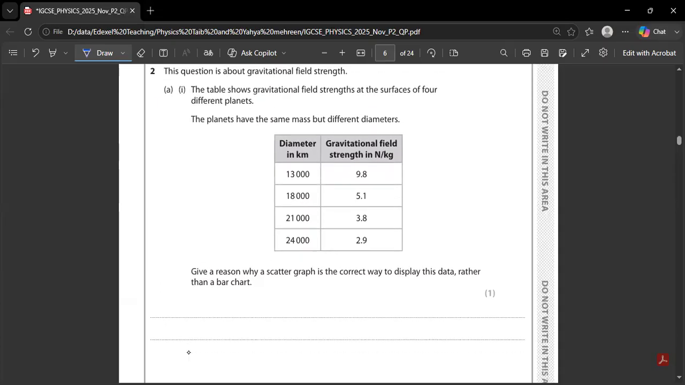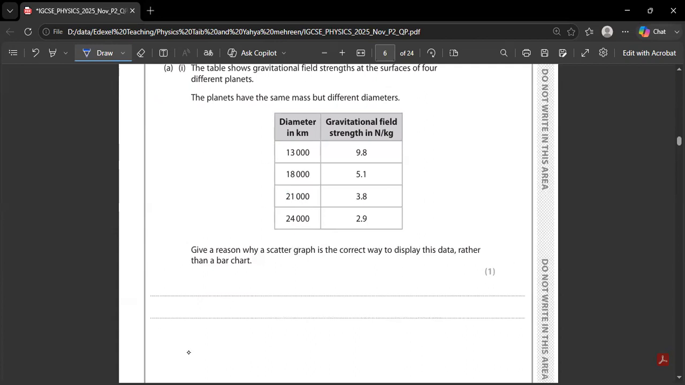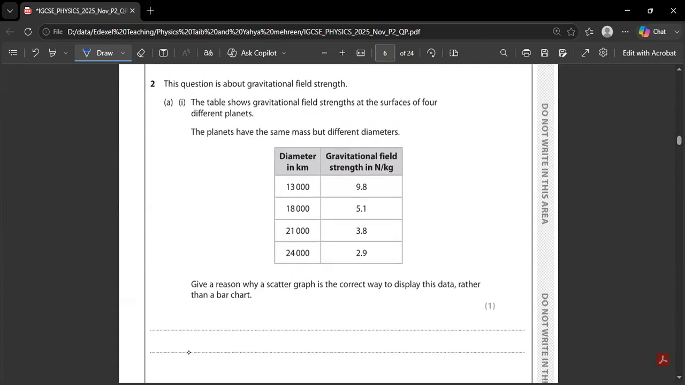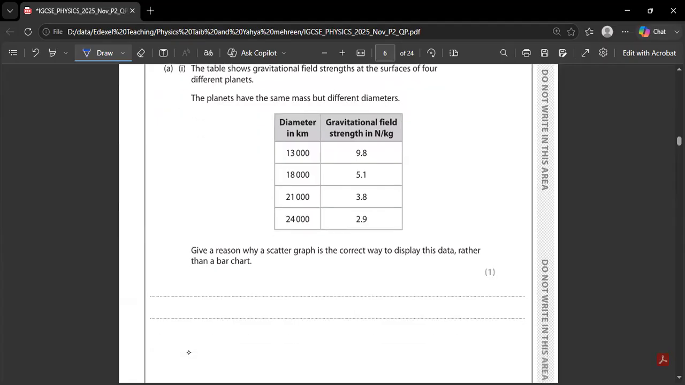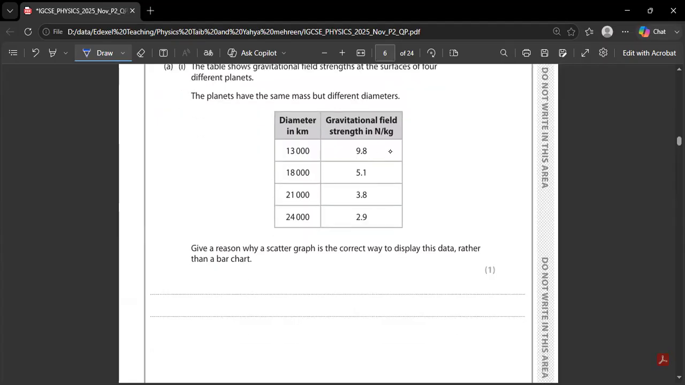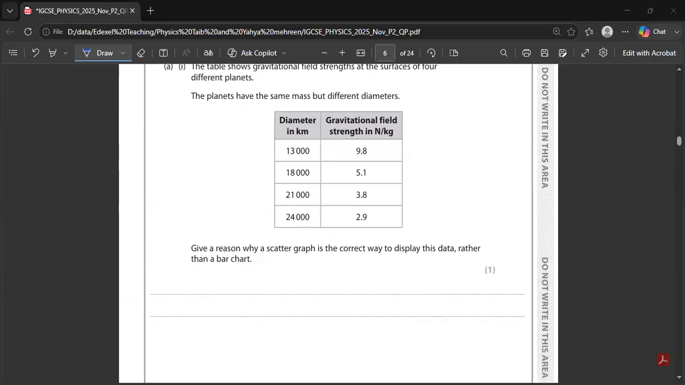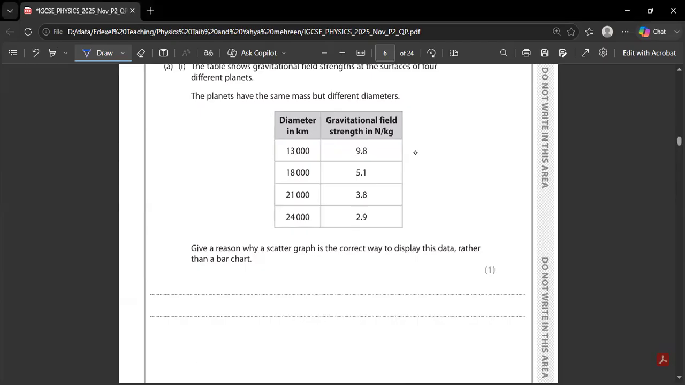Okay, so we have diameters in kilometers. The planets have the same mass but different diameters, right? Give a reason why a scatter graph is the correct way to display this. Whenever we have a scatter graph, it gives a continuous reading.